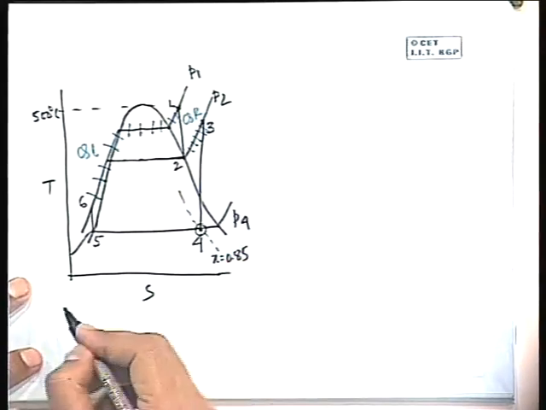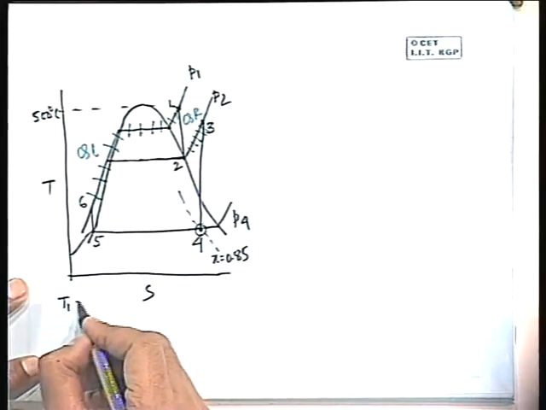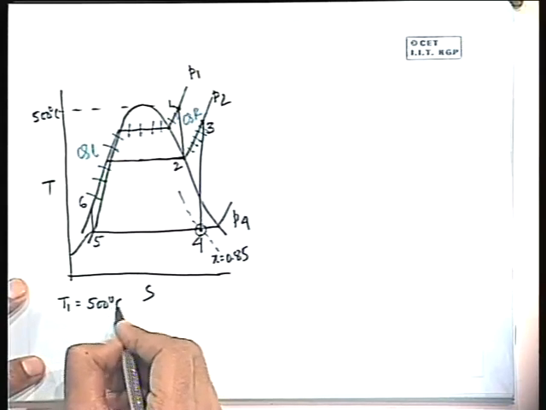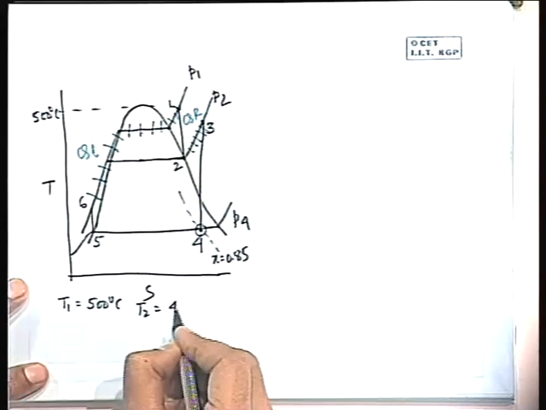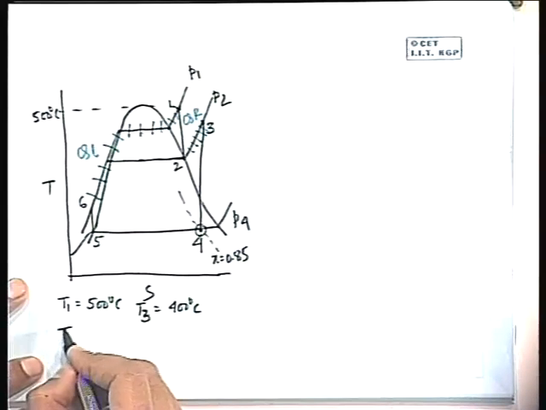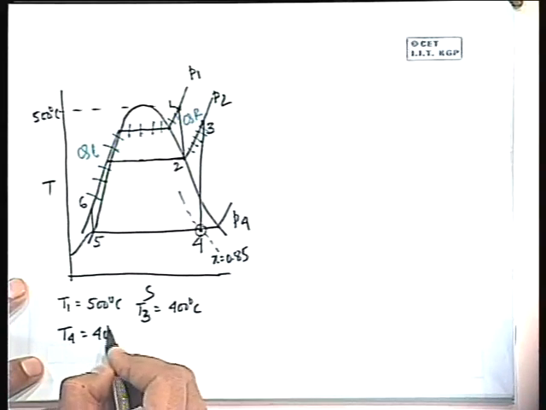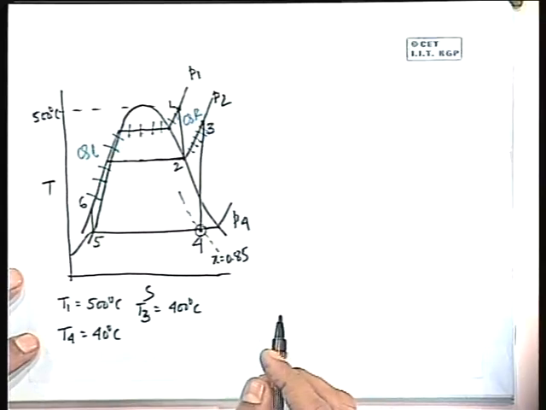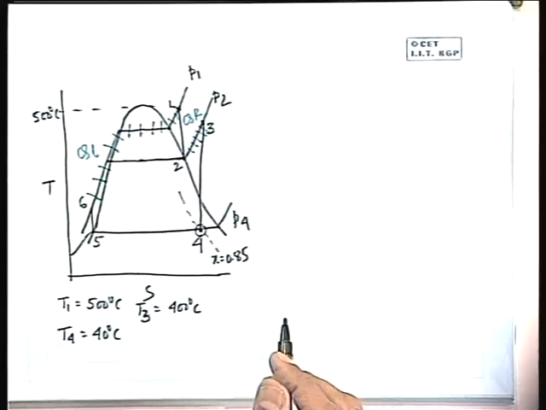What are the data given? Data given: T1 is 500 degrees Celsius, T2 is 400 degrees, T3 is 400 degrees Celsius, T4 is 40 degrees Celsius, and x is 0.85. First of all, we will have to find out the reheat pressure. How to find out the reheat pressure?